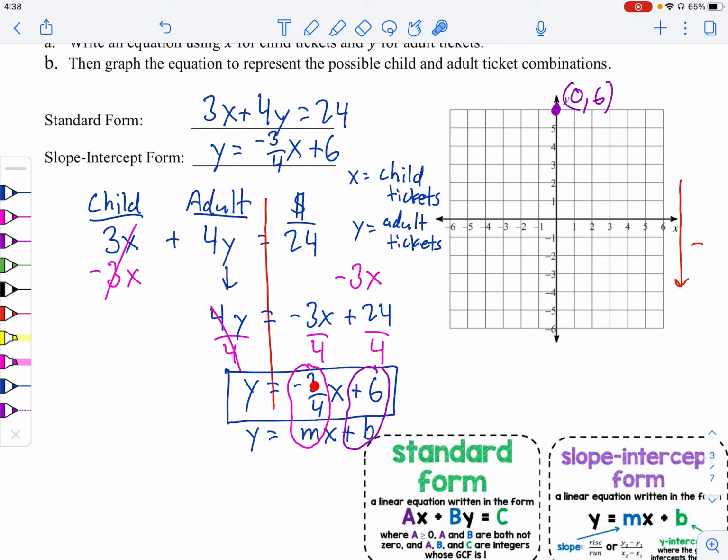So negative 3/4. So we're going down 3, right 4. Down 3: 1, 2, 3. That's negative 3. And then right 4: 1, 2, 3, 4. We could go again. We go a little bit off the ground. So 1, 2, 3. Right 4: 1, 2, 3, 4. Right about there. So that's our points. Then we can draw our line right there. Perfect. And that's our graph.